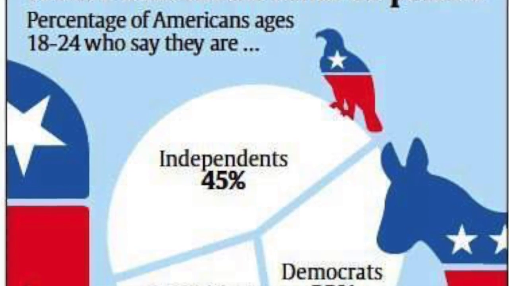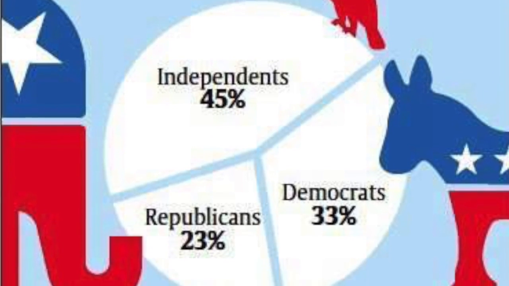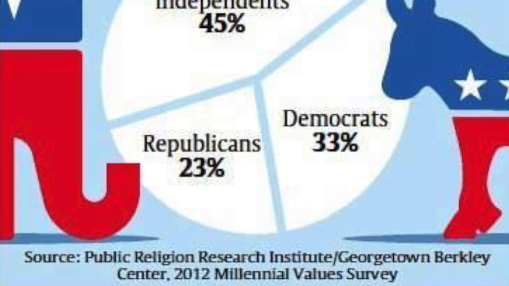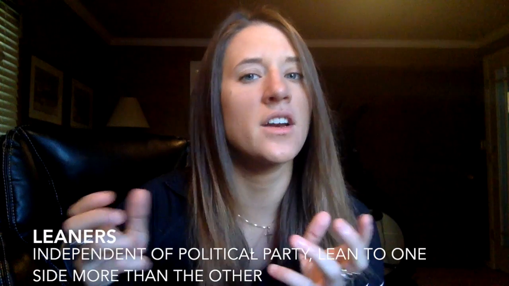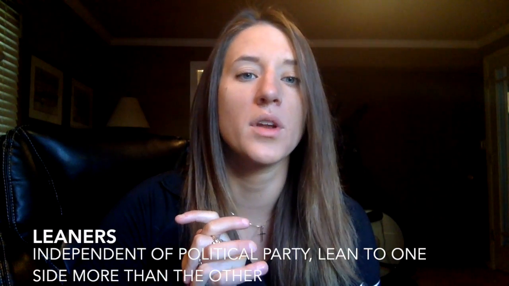Studies show that millennial children, ages 18 to 24, are most influenced by their parents when choosing a political party, but they often lean more towards being identified as leaners, which means that they are independent of a political party but lean more to one side when addressing certain issues or when they're voting.